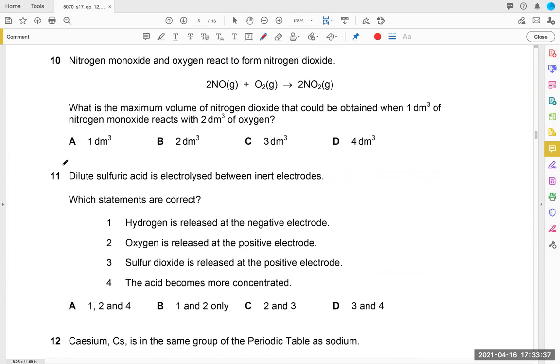Nitrogen monoxide and oxygen react to form nitrogen dioxide. This is a reaction that happens in the atmosphere. This is a reaction that happens in car engines. And this is a reaction that we try to undo in catalytic converters. What is the maximum volume of nitrogen dioxide that could be obtained when 1 dm cube of nitrogen monoxide reacts with 2 of oxygen?